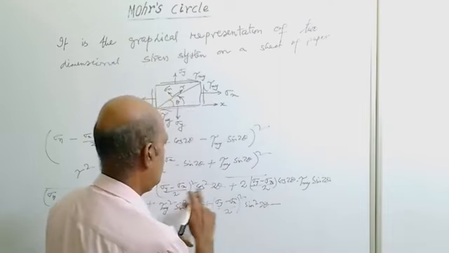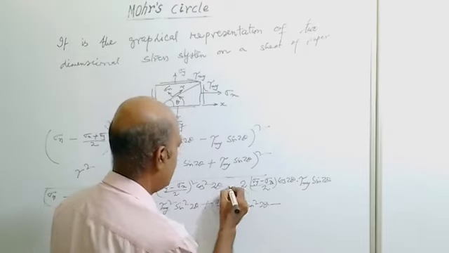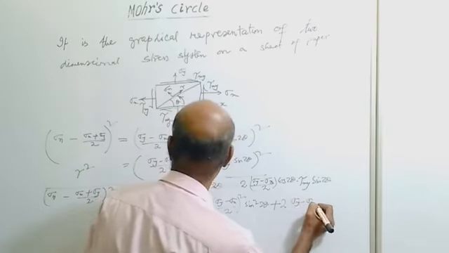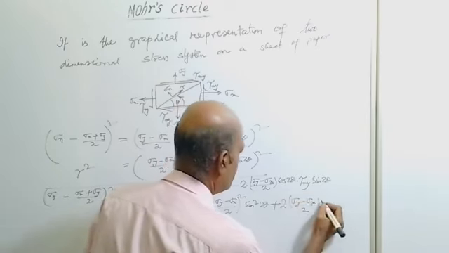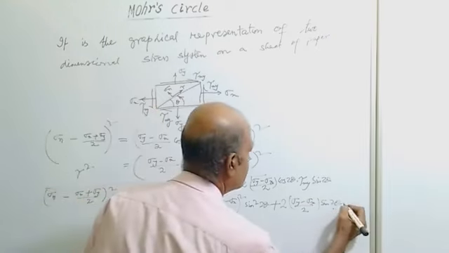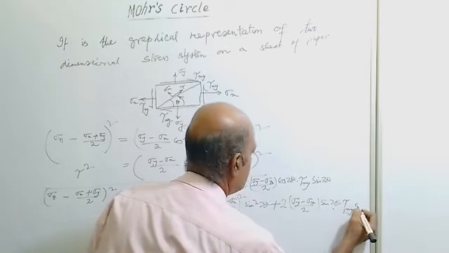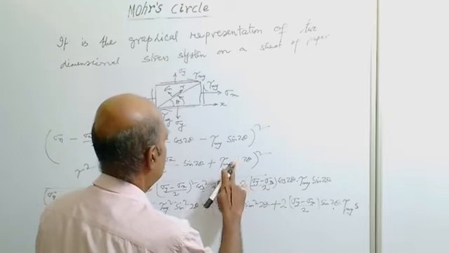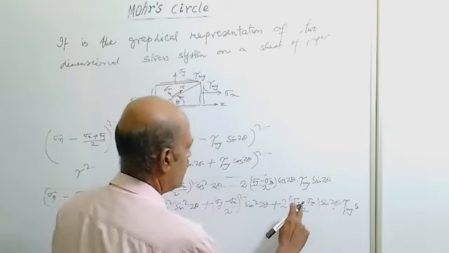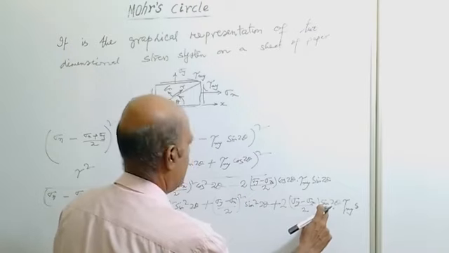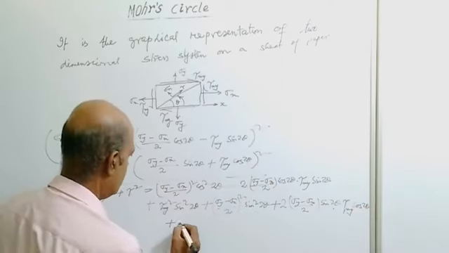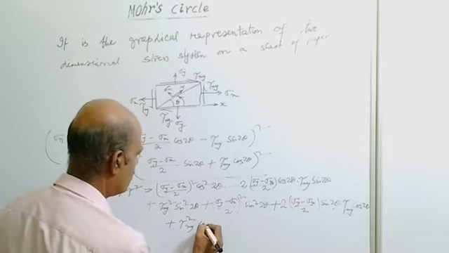Plus, this becomes minus and this becomes plus 2 into sigma y minus sigma x by 2 sin 2 theta into tau xy cos 2 theta, plus tau xy square cos square 2 theta.